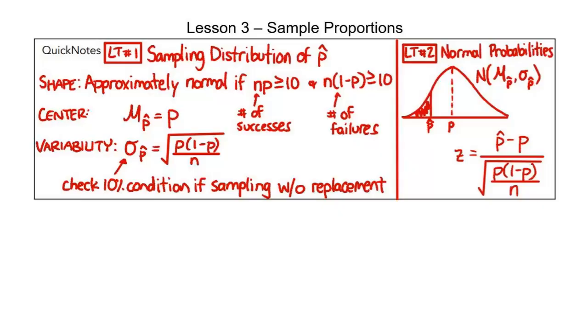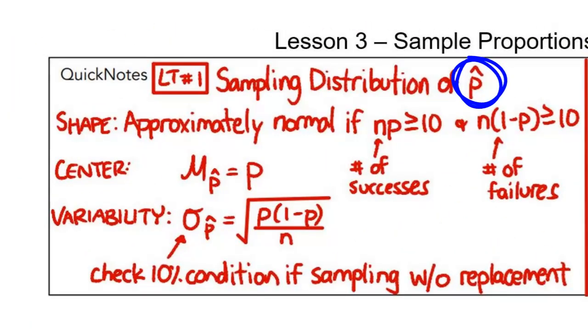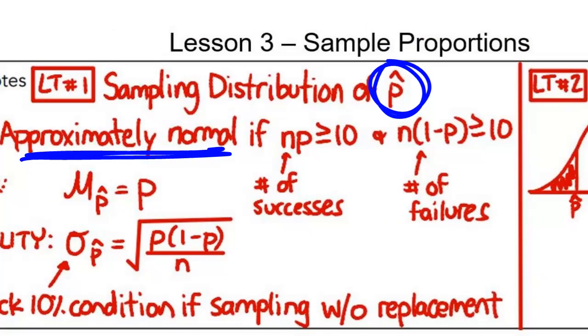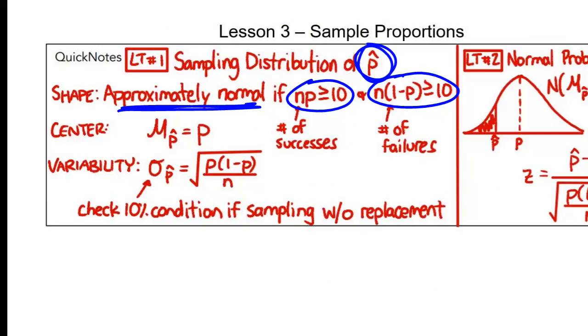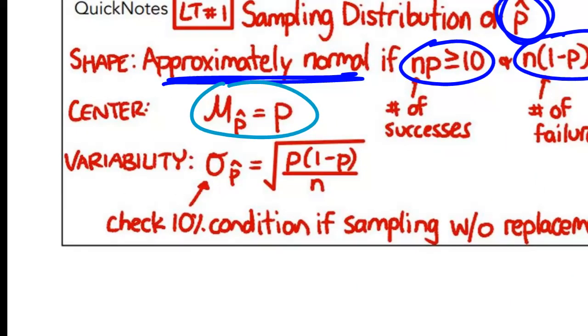Real quick, with my last 1 minute here. Sampling distribution of p hat. To check to see if it is approximately normal, we do n times p and n times 1 minus p, just like before. The center is just whatever p is. The standard deviation is the square root of p times 1 minus p over n.